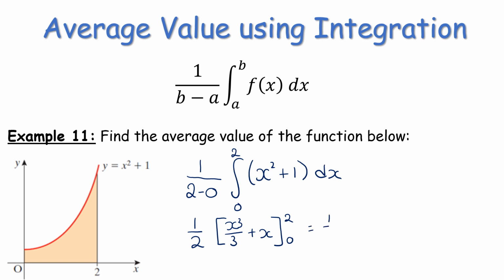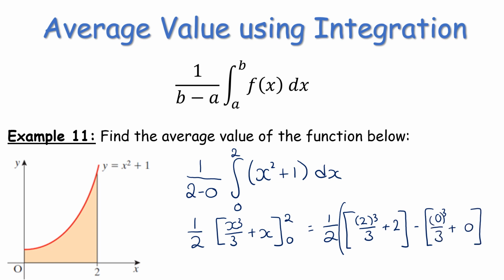That half kind of just sits outside. I'm going to put a kind of big bracket here. My first substitution is 2, so I get 2 cubed over 3 plus 2, minus my second is going to be 0 cubed over 3 plus 0, and then we work that out. This first bracket is 8 over 3 plus 2, and that gives me 14 over 3 minus 0, and then working that through, a half of 14 over 3, so that gives me 7 over 3.